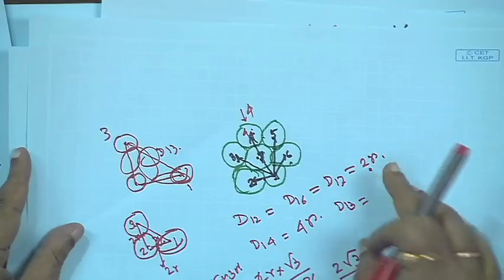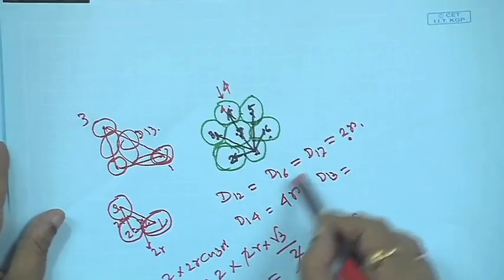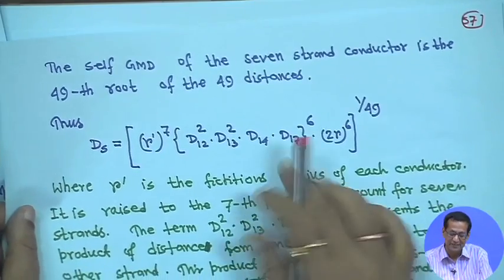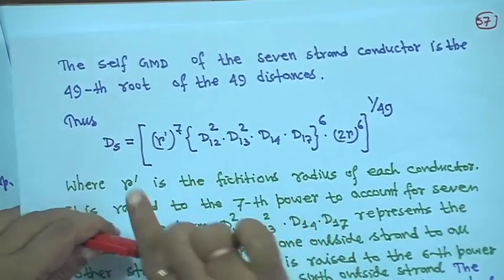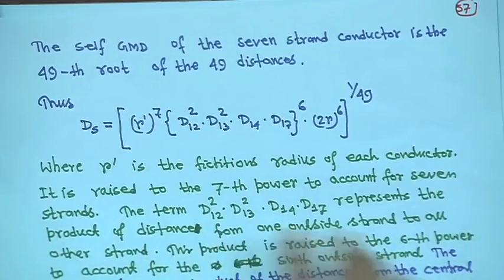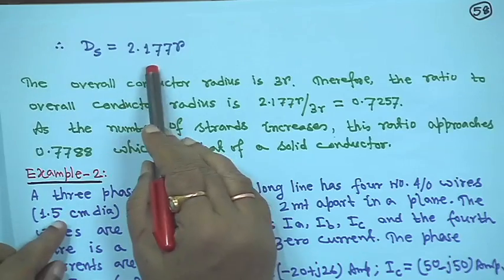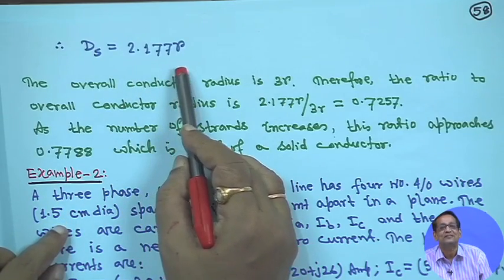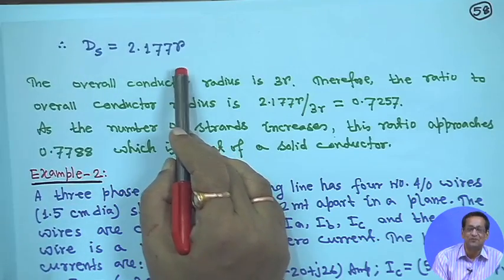If you substitute all these distances I just showed, that d12, d14, whatever we got, all these values you substitute here. If you substitute and calculate, here I did not bring those calculations because then it will take more time. You can do this as an exercise, right. After substituting all these values, then you will get that ds is equal to 2.177 r. This is the final answer that will come. Please do this on your own, right.